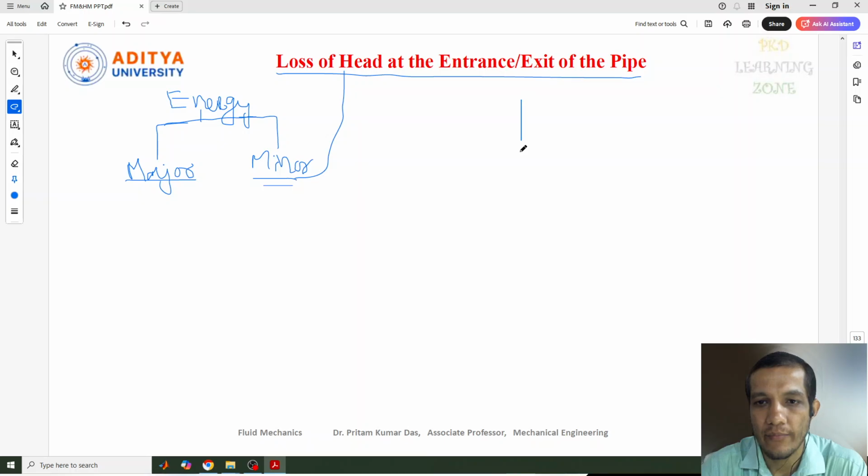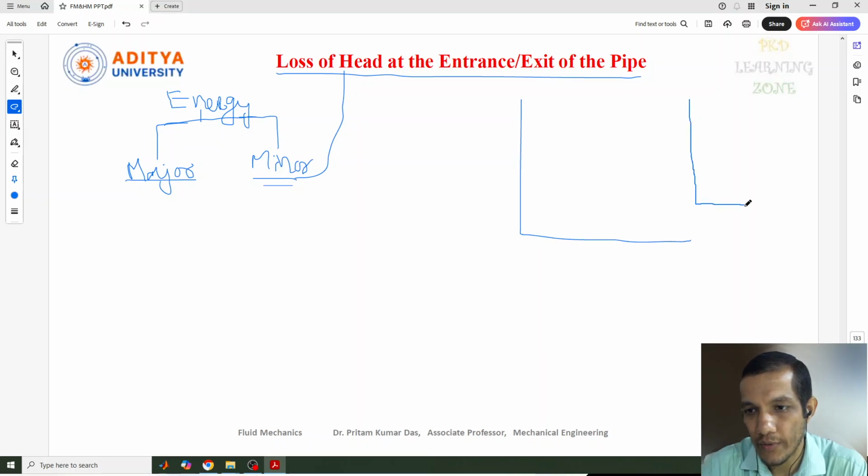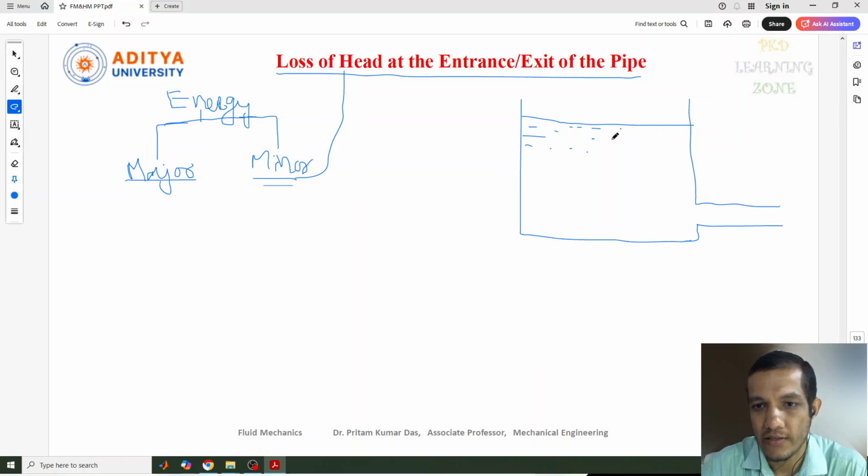To understand this loss of head at the entrance and exit of the pipe, first let me consider a big reservoir, or big tank, we can say. Here the water is supposed to be coming out from that tank, and this is the exit of the pipe, suppose. Now this tank, or this reservoir, is filled with some liquid. It may be called water, but fluid. Here that water will have some pressure level. This is our atmospheric pressure level.